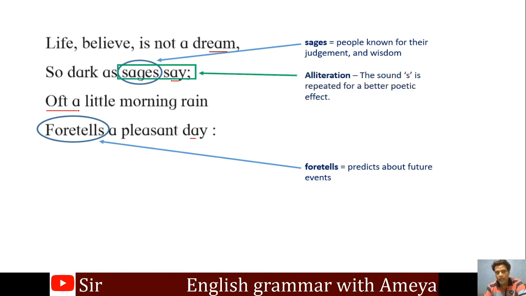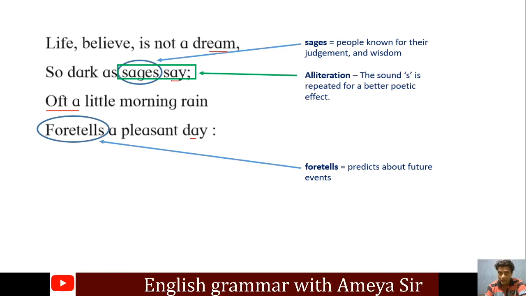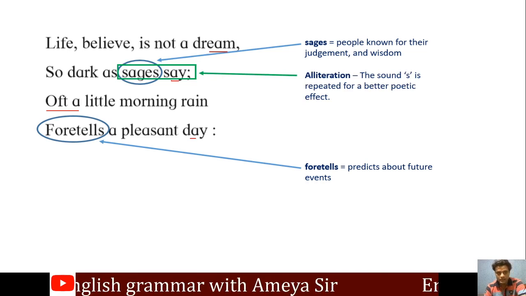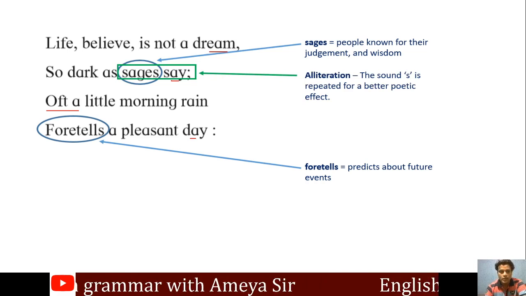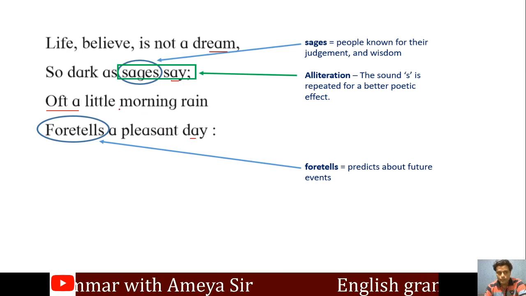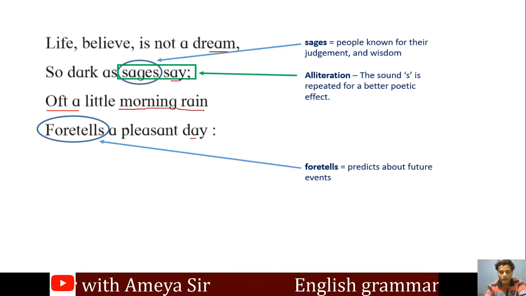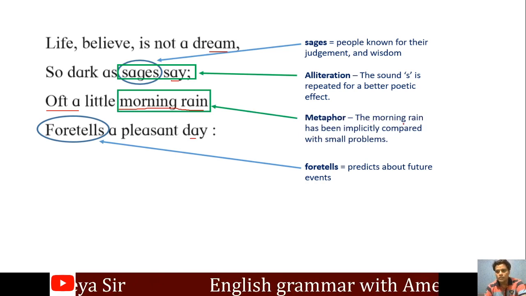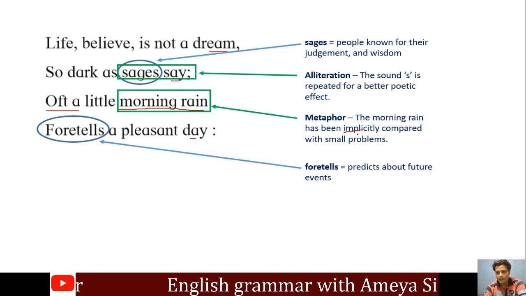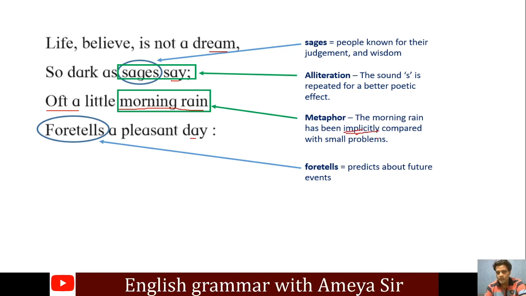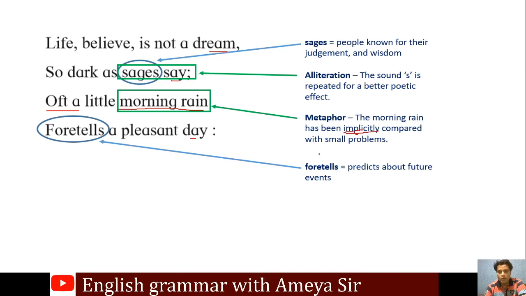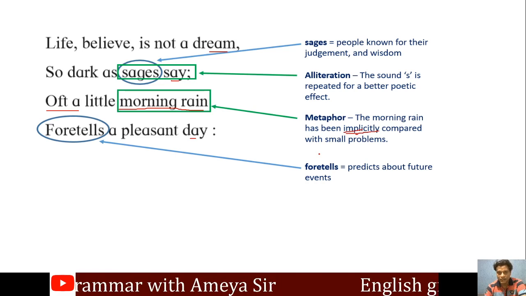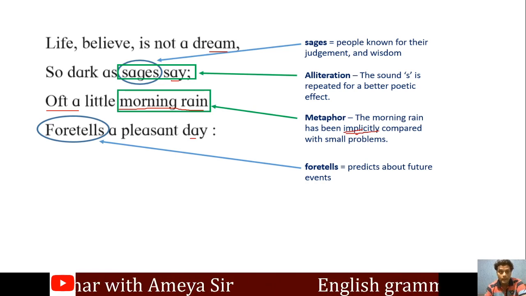There are figures of speech here, alliteration. Sages say is alliteration because the sound S is repeated for a better poetic effect. I want you to understand that morning rain is also an important part here. Morning rain is a metaphor. Why do I say it is a metaphor? It's because the morning rain has been implicitly compared. The word is implicitly, guys, okay? Implicitly compared with small problems, minor inconveniences. So implicitly means indirectly, and that's why this figure of speech is a metaphor.